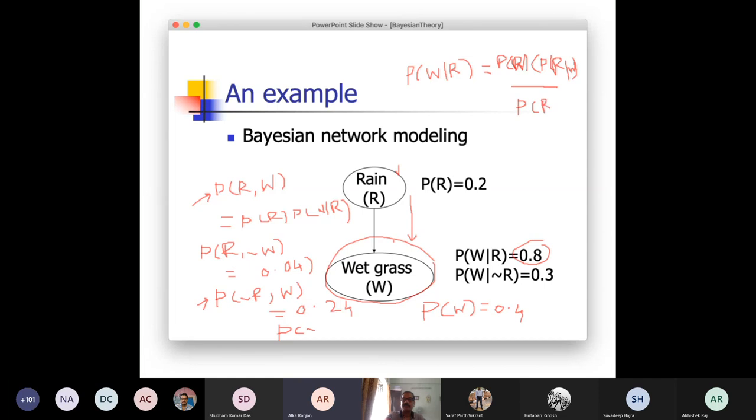All these values are available. Probability of W you have computed. You use it here, 0.4. Probability of R given W. Oh, sorry, I should have the other one.